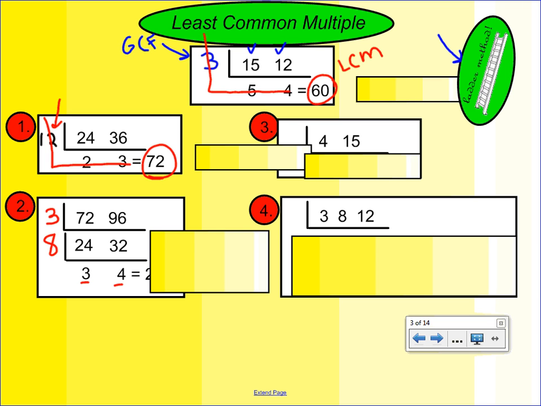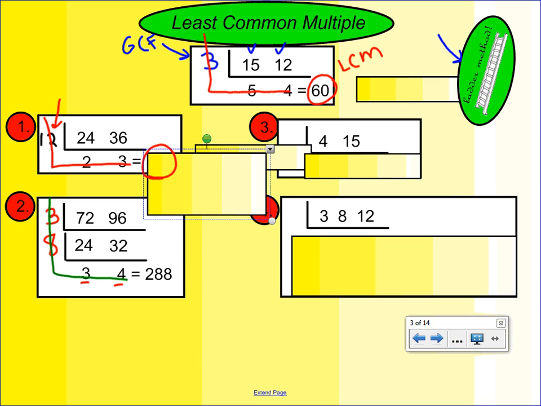They cannot be divided any longer, so now I'm going to draw my L across the outside of my ladder, and I'm going to multiply 3 times 8, which is 24, and then times 3, which is 72, and then times 4, which is 288. So that's our least common multiple of 72 and 96.